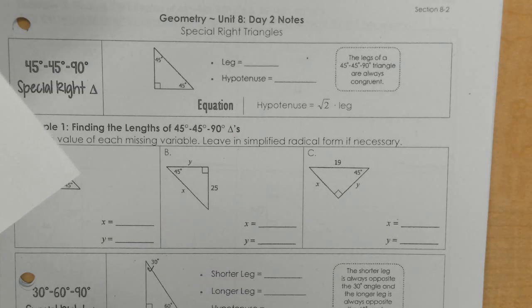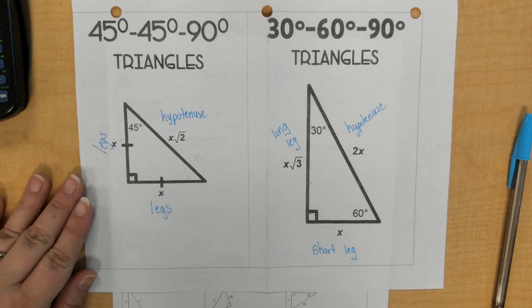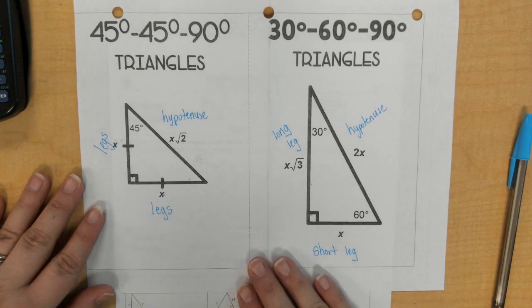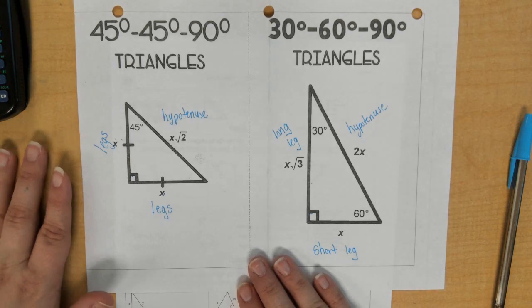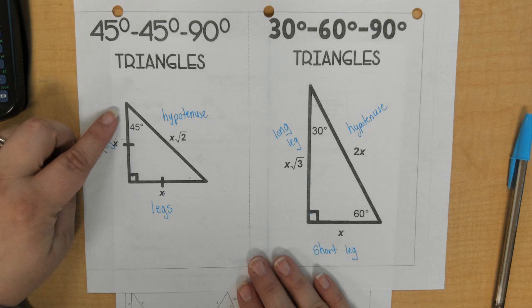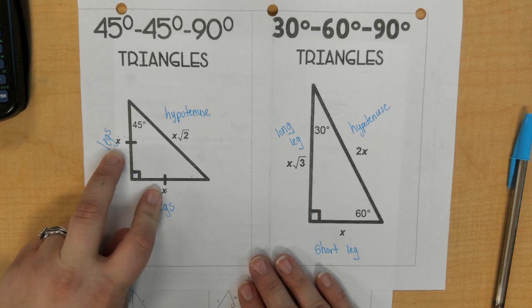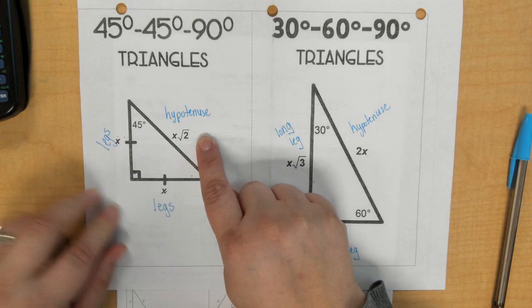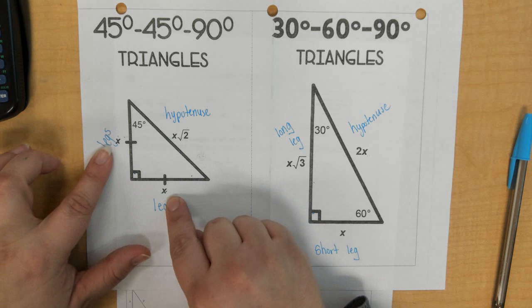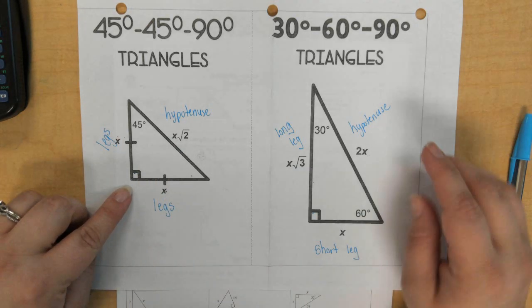So for day 2, there is this paper that you should have gotten separately from your notes, and you should have labeled. So in a 45, 45, 90 degree triangle, it's one of the special types of triangles. We see that the legs are both x because it means they're the same measurement. The hypotenuse is labeled as x radical 2. So these measurements only happen if it's a 45, 45, 90 degree triangle.